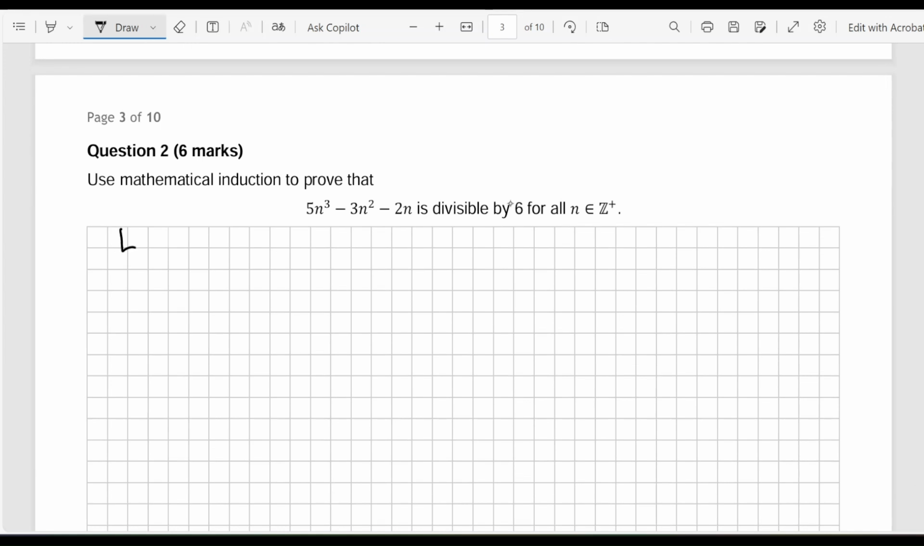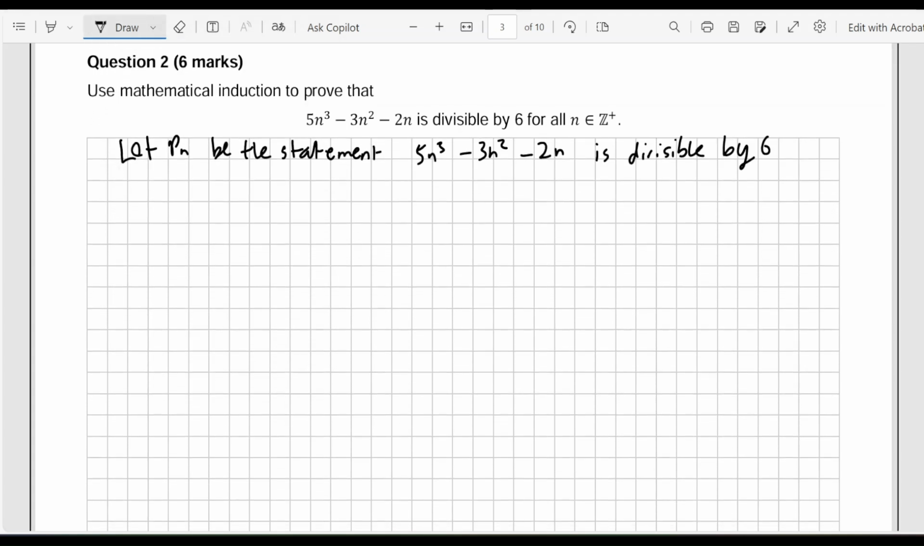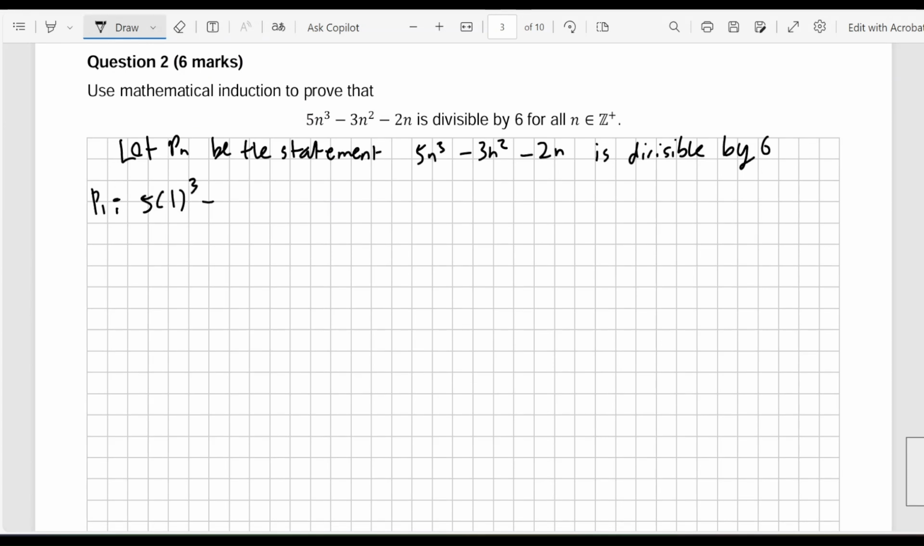All right, let Pn be the statement 5n cubed take 3n squared take 2n is divisible by 6. All right, P1. 5 lots of 1 cubed take 3 lots of 1 squared take 2 lots of 1 will actually give you 5 take 3 take 2, or in other words, that is 0. So yes, this is divisible by 6.